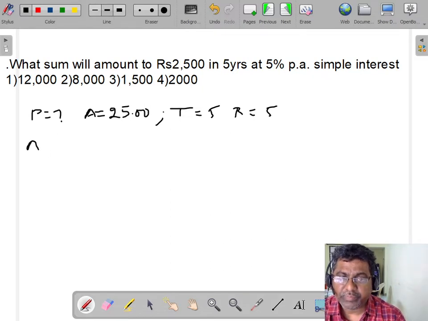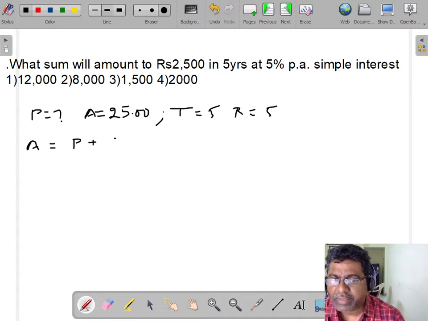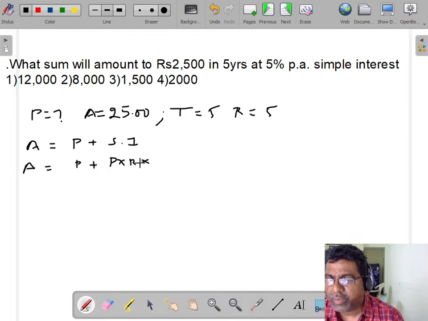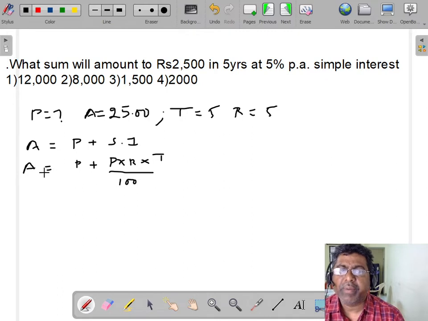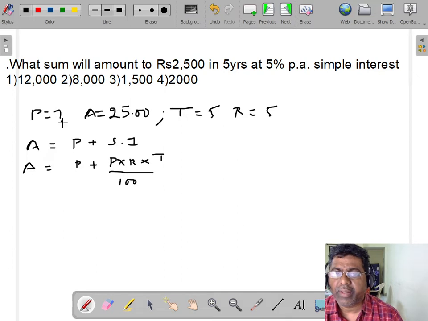A is equal to P plus SI, the formula. We know the formula for SI. The SI formula is P into R into T by 100. Now in this formula you can apply all the values, like A means 2,500. We have to find the P value. We already know T and R. Substitute here. So in place of A you can take 2,500.